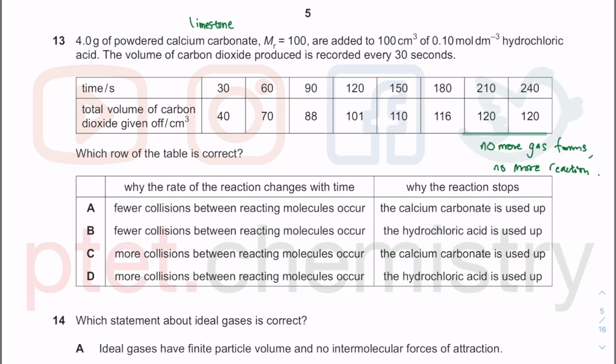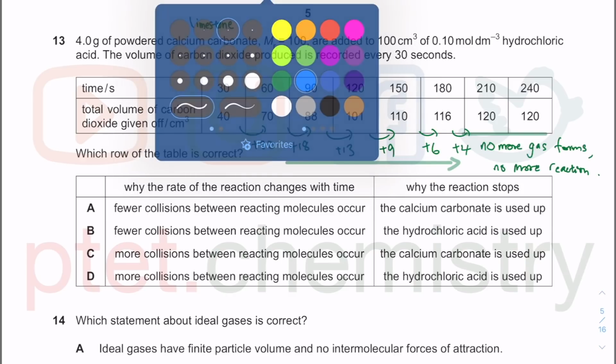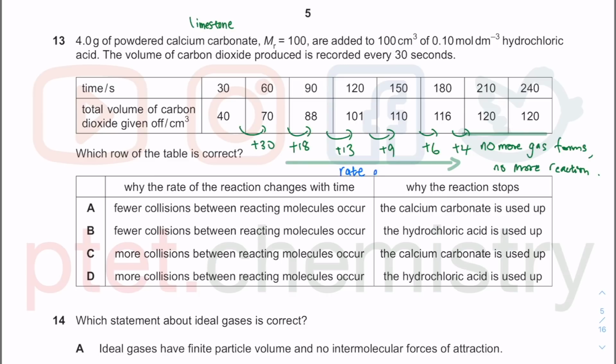Well, if you look, this one is plus 30, and then 88 minus 70 is plus 18, and then 101 minus 88 is plus 13. Sorry, that was plus 18, this is plus 13. 110, that one is plus 9, this one is plus 6, this one is plus 4. What you notice is that there is less and less gas produced at every 30-second interval. So you can see that the rate of reaction slows down. So the rate decreases.